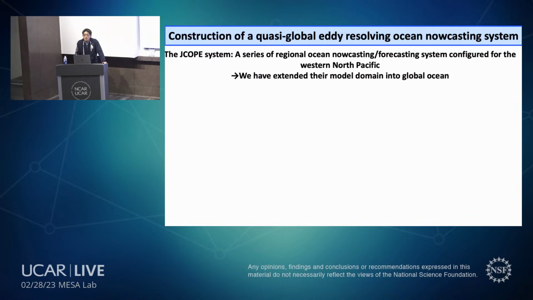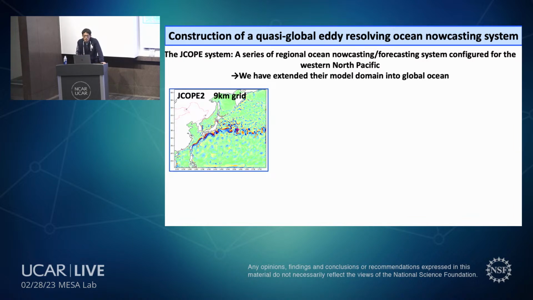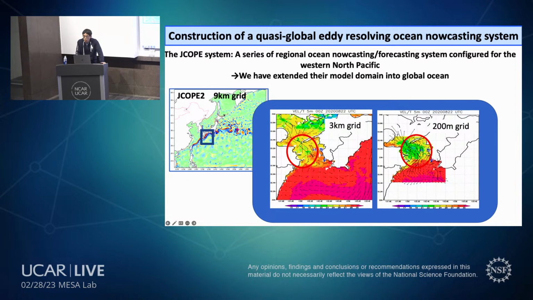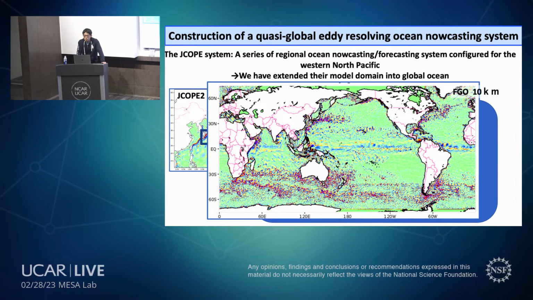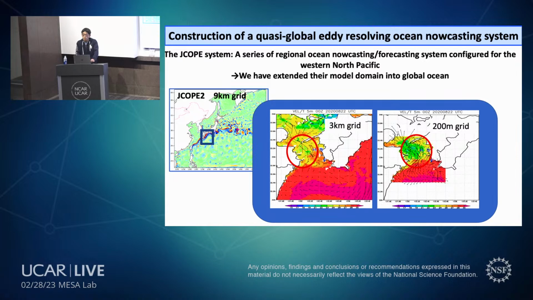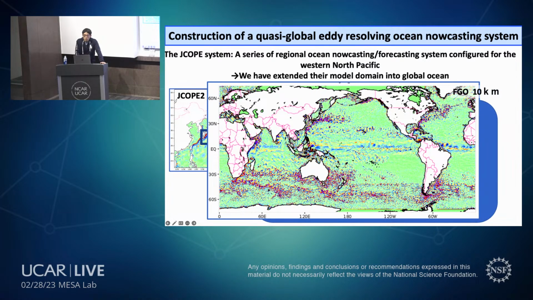Our strategy here is to expand the model domain of our regional system configured for the Western North Pacific to the global ocean. In our group, we have developed a series of ocean nowcasting and forecasting systems focusing on the area near Japan. This family of products is called the JCOPE system. We have several different hierarchies of systems covering this area, from rather coarse ones to more nested ones. But here, what we did is to expand the model domain of this system to the global ocean to obtain the 3-dimensional ocean circulation pattern and flow field in the semi-global ocean.